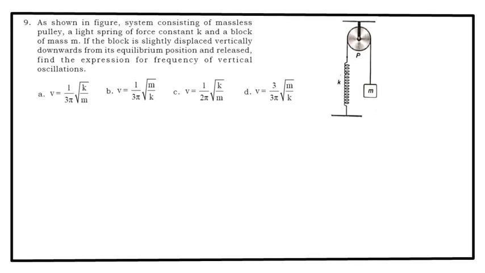As shown in the figure, system consisting of massless pulley, a light spring of force constant K and a block of mass M. If the block is slightly displaced vertically downwards from its equilibrium position and released, find the expression for frequency of vertical oscillation. Options are right in front of you.